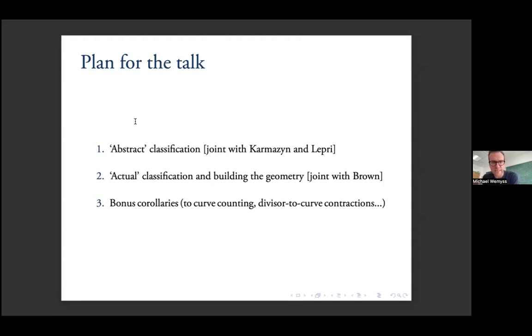Part 2 of the talk is talking a little bit about this actual classification. So you actually do classify those finite dimensional algebras, and you build the geometry, and you say lots about that. And then part 3 is bonus corollaries that come out, all towards the geometry. So it's not just the fact that we're classifying for its own sake. Of course, we're really classifying because we want to know those consequences that come from it.